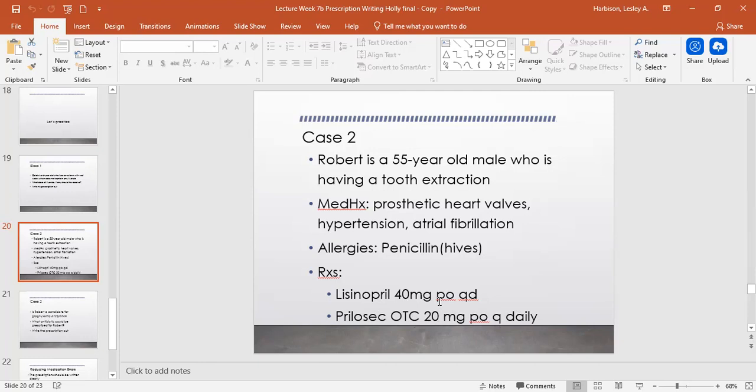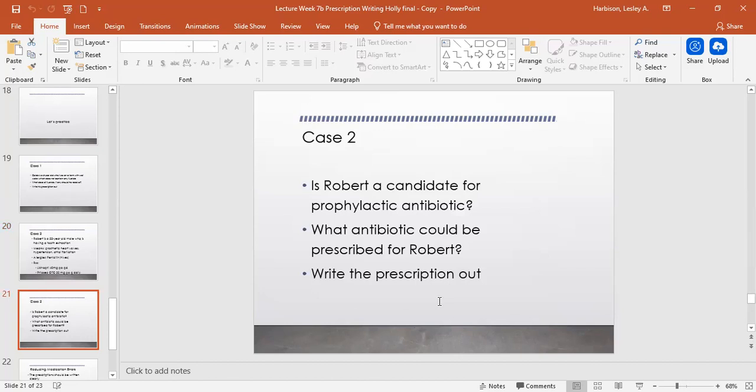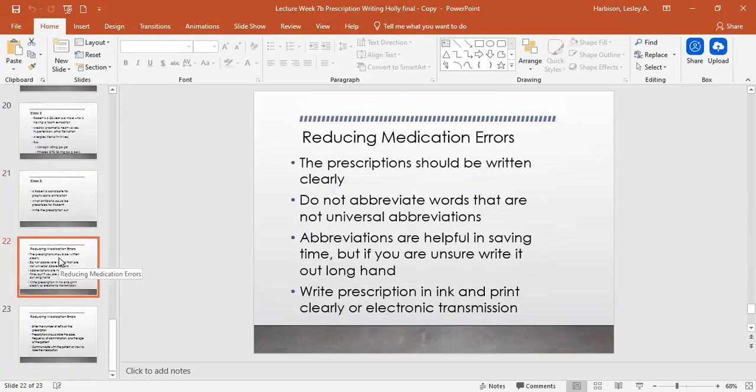So he's going to be given either a cephalosporin or clindamycin. Likely, I think clindamycin is more common. So you can go back and see the 600 milligrams, 4 tabs of 150 milligrams, 1 hour prior to his appointment. Some questions: Is Robert a candidate for prophylactic antibiotic, yes or no? What antibiotic could be prescribed for Robert? Write the prescription out. I sort of just talked you through it, but go back and think about those, and we can talk about those in class too.